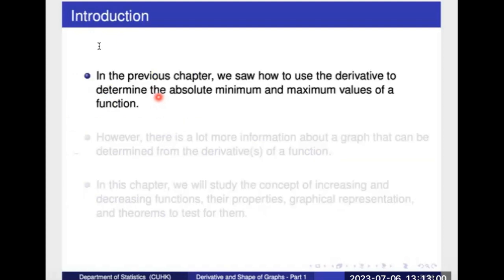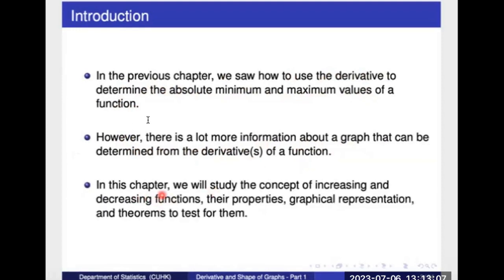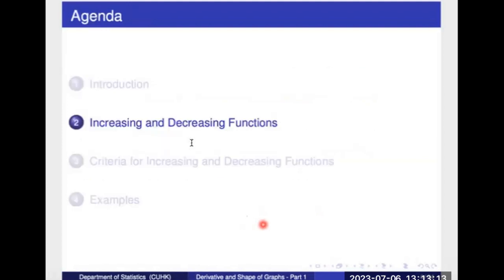In the previous chapter, we discovered how the derivative allows us to pinpoint the absolute minimum and maximum values of a function. However, the derivative holds much more information about the graph, shedding light on various aspects of its behavior. In this chapter, we will embark on a journey to explore the concept of increasing and decreasing functions. We will delve into their properties, graphical representation, and theorems to test for them, unraveling the mysteries hidden within graphs.